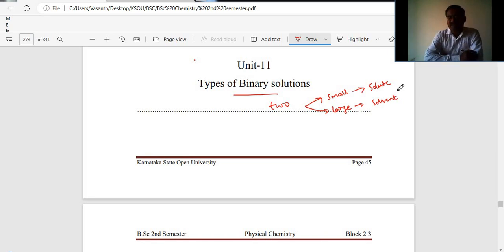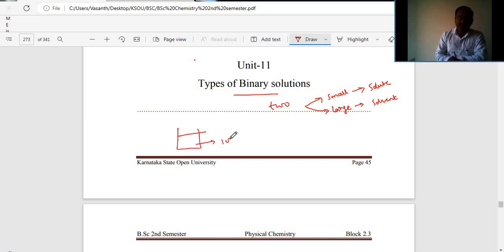Binary means it is a homogeneous mixture. When two components mix with each other, it gives a homogeneous solution. In that homogeneous solution, the small portion of the solution is called solute, and the large portion is called solvent.